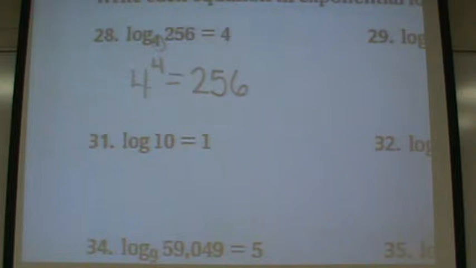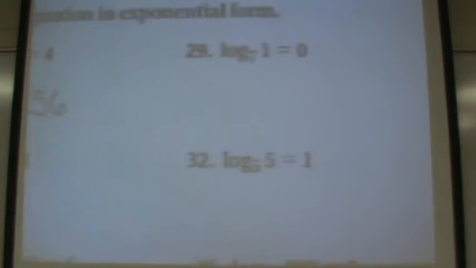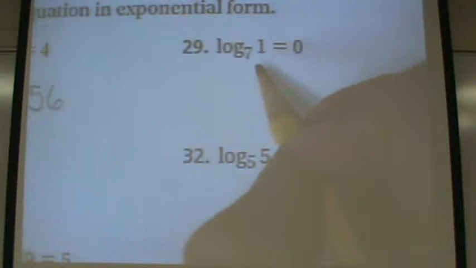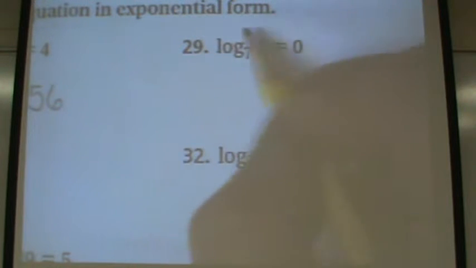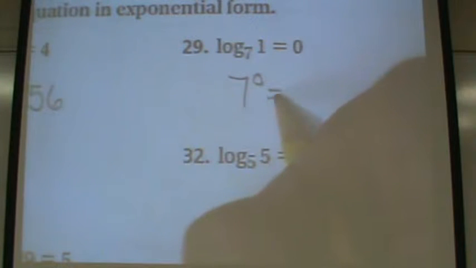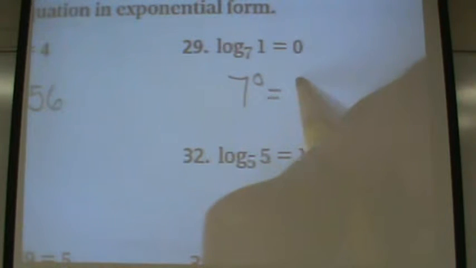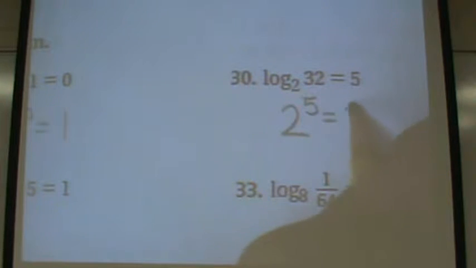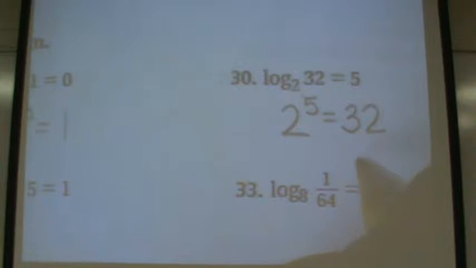Okay, 29. Jenna, how do you do 29? I don't know how to do this one. What's the base? What's the exponent? 1. Okay, keep going. 2 to the 5th equals 32. Does that make sense? Does 2 to the 5th power equal 32? Yeah.